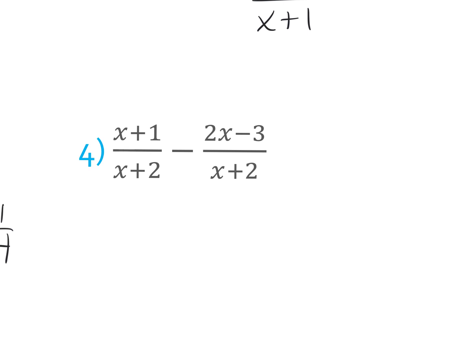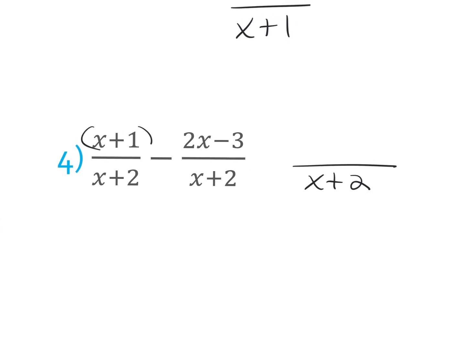So what I like to do here is I already have the LCD, it's the x plus 2, but for my numerator, I'm going to keep that first one the same, so it stays x plus 1. I'm going to change this symbol in the middle to a plus sign, and then I'm going to make both of these signs opposite. So it becomes -2 plus 3. So I'm distributing or changing the signs. You can think of it either way.